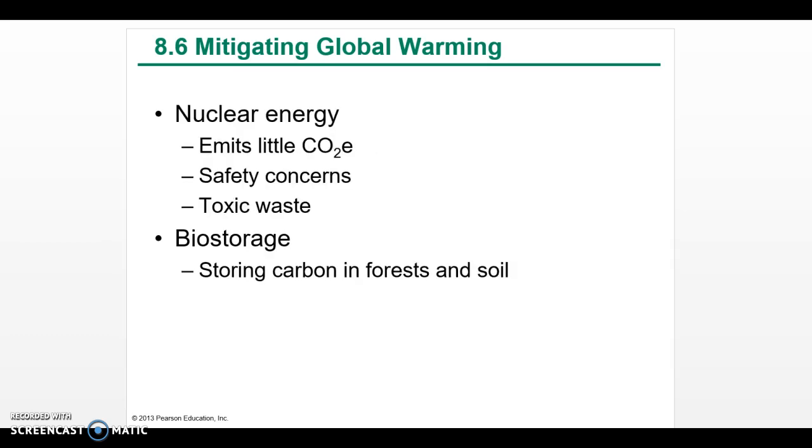We can, of course, switch to nuclear energy. Well, we use nuclear energy now, but we're trying to decommission a lot of these nuclear facilities, and I'll talk more about that in non-renewable energy in the upcoming chapters. We can biostore, we can store carbon in forests, etc. So these are ways that we can mitigate climate change.